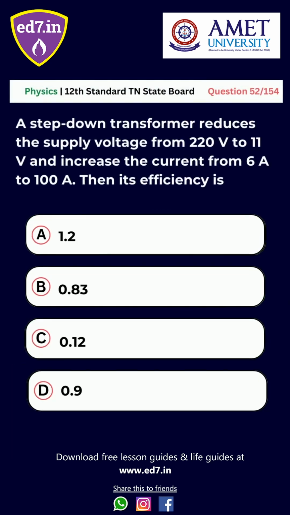Question number 52. A step-down transformer reduces the supply voltage from 220 V to 11 V and increases the current from 6 A to 100 A. Then its efficiency is: option A 1.2, B 0.83, C 0.12, D 0.9. And the right answer is option B, 0.83.